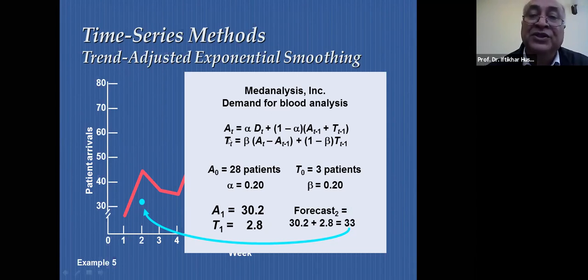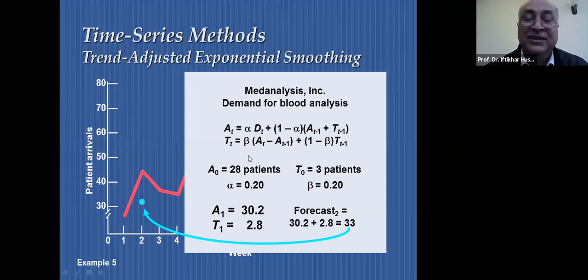So this is the equation which is used in this trend adjustment exponential smoothing technique. A_t is equal to alpha d_t plus (1 minus alpha)(A_{t-1} plus T_{t-1}). This is trend. And to calculate trend, we use beta. T_t is equal to beta times (A_t minus A_{t-1}) plus (1 minus beta) times T_{t-1}.